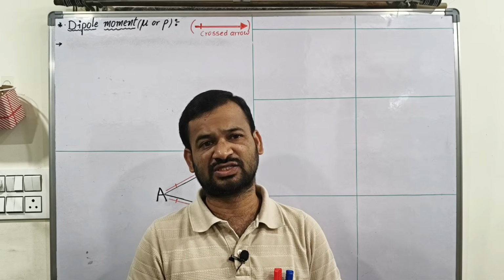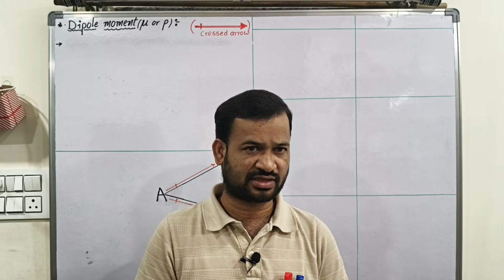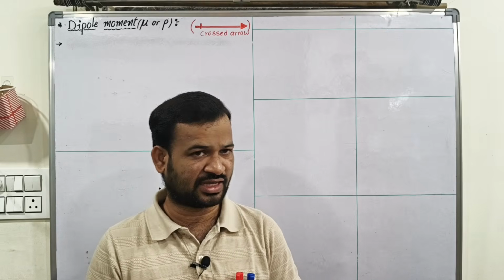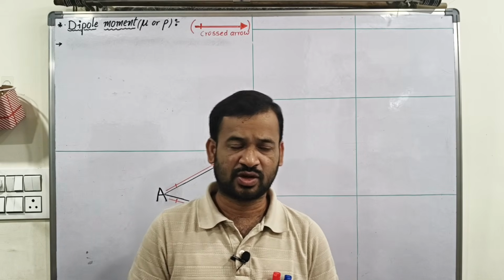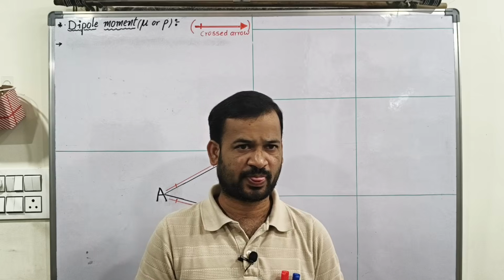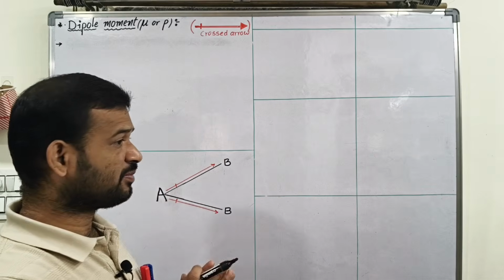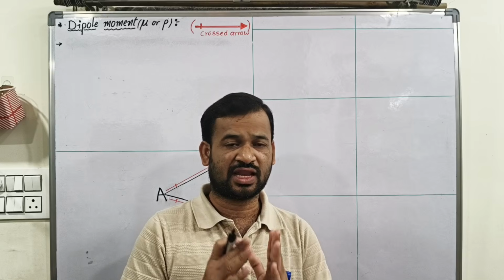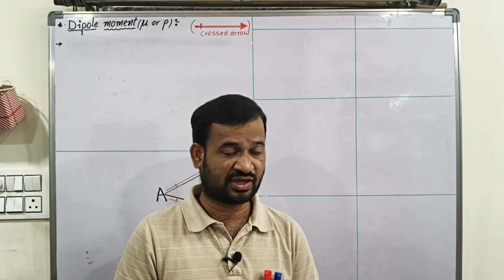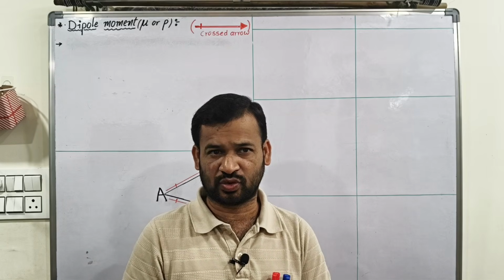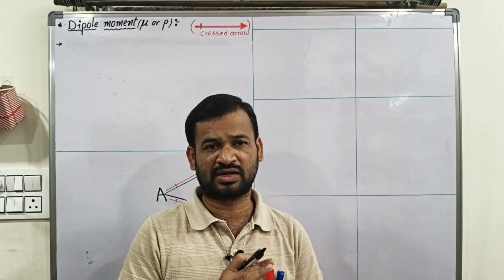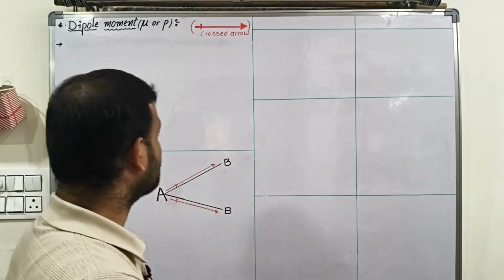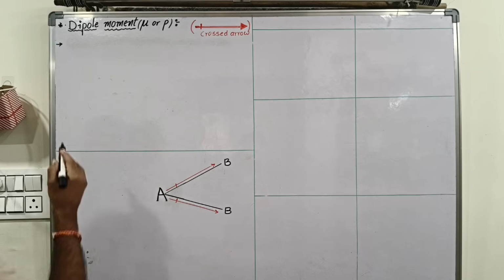The element which has more electronegativity will get a partial negative charge, and the element which has less electronegativity will get a partial positive charge. So this is possible whenever the atoms have an electronegativity difference. If the electronegativity difference is zero, then bond moment of that bond pair of electrons does not occur. Okay, come to the main point, dipole moment.